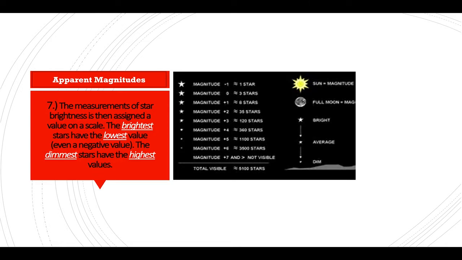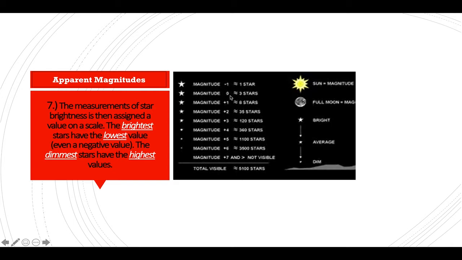The scale's kind of backwards from what you would expect, almost like a golf score. The measurement of a star's brightness is assigned on a scale. The brightest stars have the lowest value, either the lowest positive or the biggest negative. So it's kind of going backwards, like a golf score. The lower the score, the better. The dimmest stars have the highest positive values.